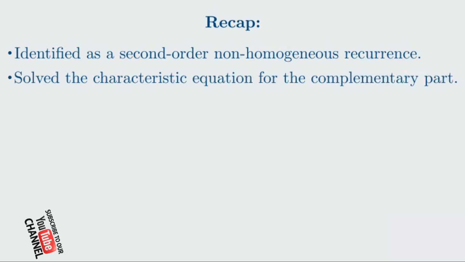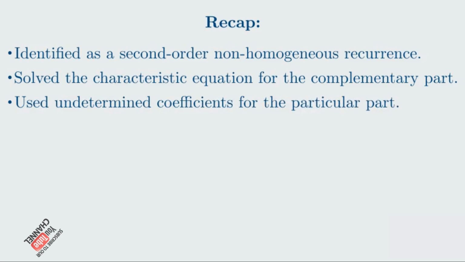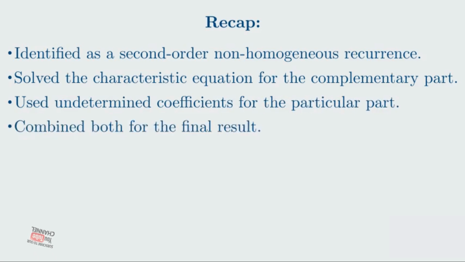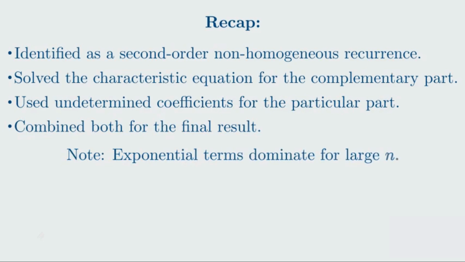Let's recap. We identified this as a second-order non-homogeneous recurrence. Then, we solved the characteristic equation for the complementary part. We used the method of undetermined coefficients for the particular part. And finally, we combined both for the result. Notice how the exponential terms dominate for very large values of n, while the polynomial part was necessary to satisfy the specific growth of the n squared term. You've now successfully navigated a high-level university entrance problem. Great work!